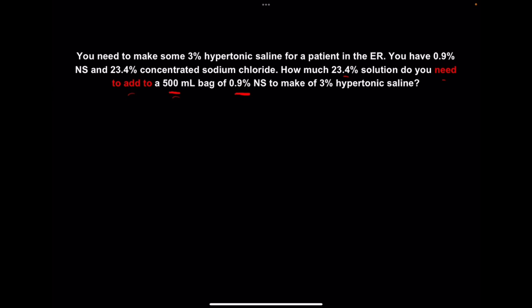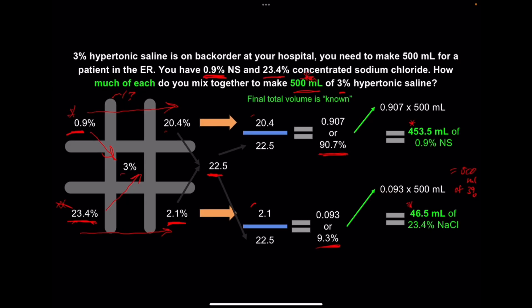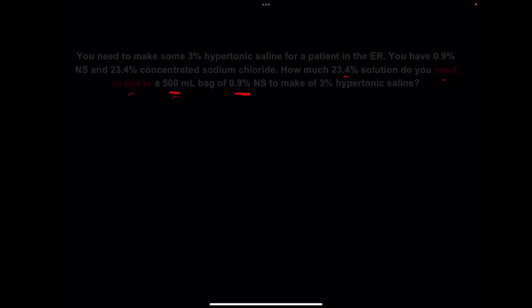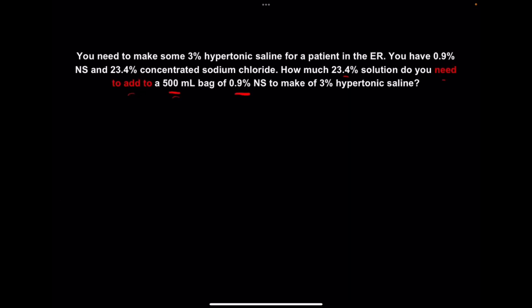And so instead of having to take 400 and some odd mils like we did before in the previous question, instead of taking 453.5 mils out of that bag, putting it into a different bag, and then adding 46.5 mils of that concentrated sodium chloride, sometimes it's easier to try to figure out how much you need to add to an already built 500 ml bag of NS.